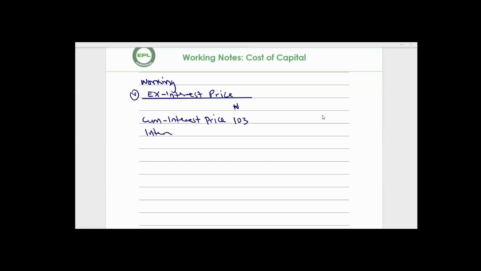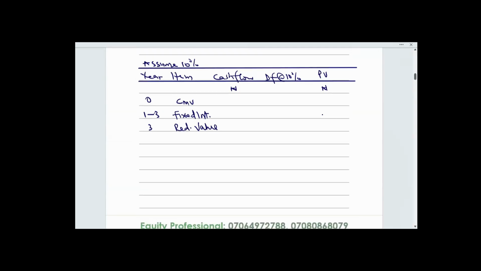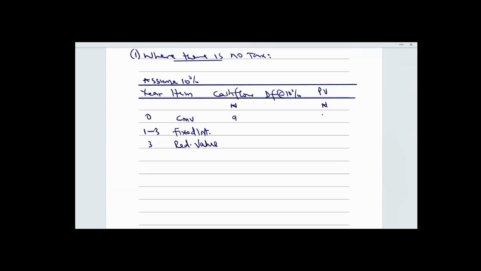So, let me write this. Interest. All right, so interest is 8%. Just put 8. 8% of 100 naira will give us 8. So the difference would then be 95 naira. Yes, this is X interest price. So this is how to calculate X-int price. So I will then come here. Here is 95 naira.